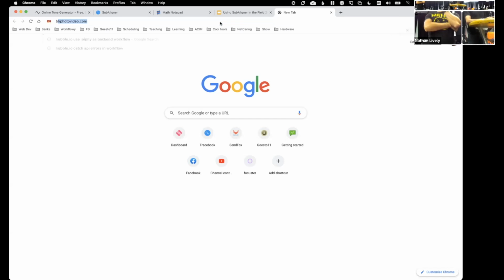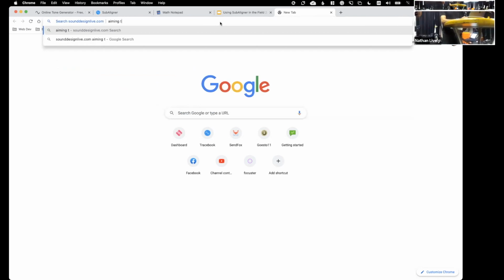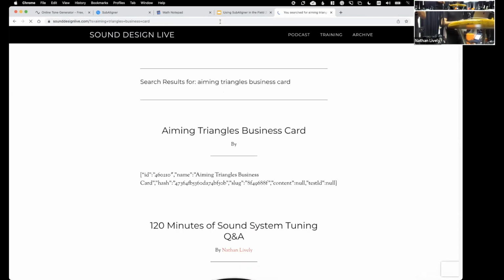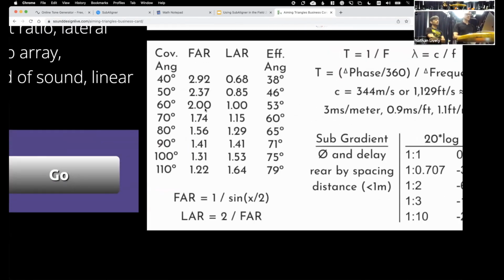So I would Google Sound Design Live, Aiming Triangles Business Card. Hopefully this is it. There we go. So then you can download this image. Right. And so what did you say your forward aspect ratio is? 1.4. 1.4, so that's 90 degrees. Right. Okay. So I don't need to really do any math, as long as I have a chart. Right. I think the chart is good enough.